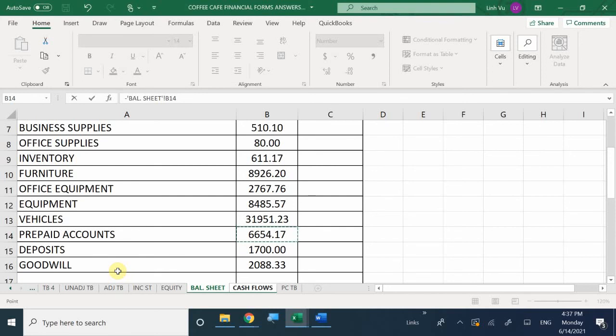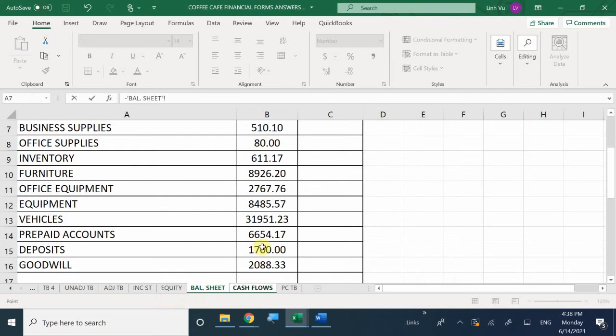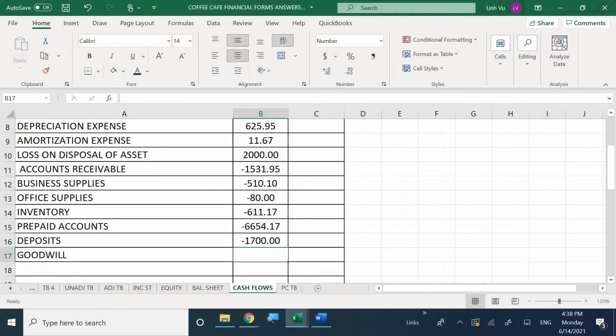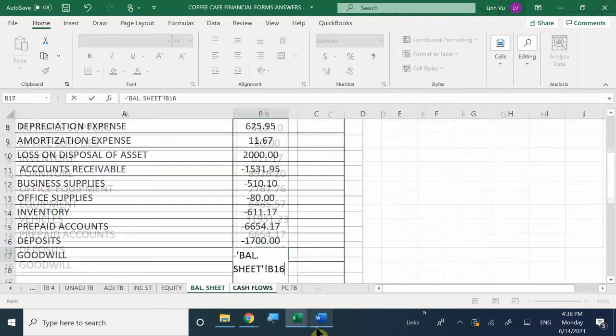So therefore, it's going to be money that you subtract out of your amounts. Same thing with your deposits. You don't have that money anymore. So negative 17. And same thing with goodwill, right? We've already purchased the business name.